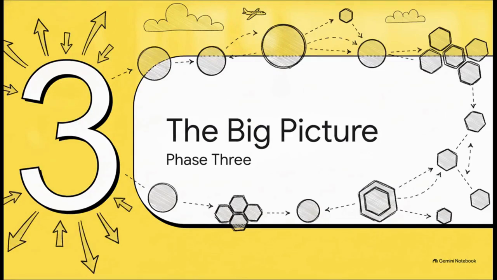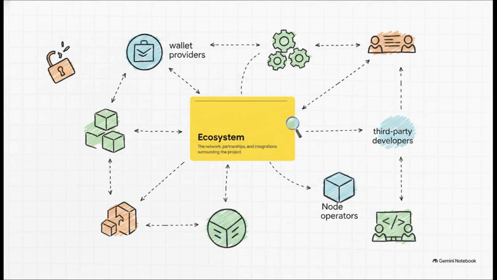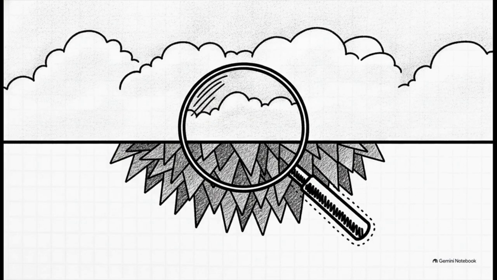Next up, phase 3, the big picture. Remember, a crypto project doesn't just exist in a vacuum. It heavily relies on its ecosystem. We're talking about the broader network of wallet providers, decentralized exchanges, node operators, and third-party developers building on top of it. That ecosystem is what sustains long-term growth. Because a solitary, isolated project is a highly vulnerable project. And finally, we arrive at the most critical element of the entire blueprint. This one requires a deliberate pause.